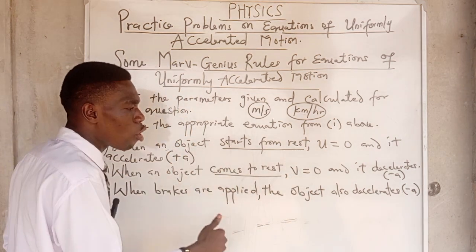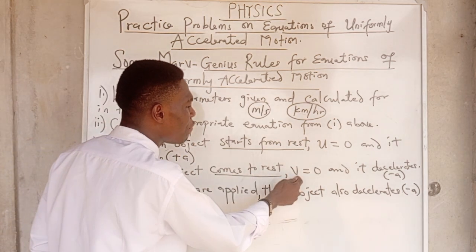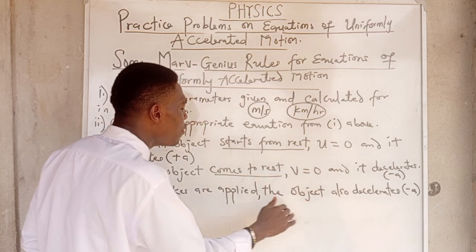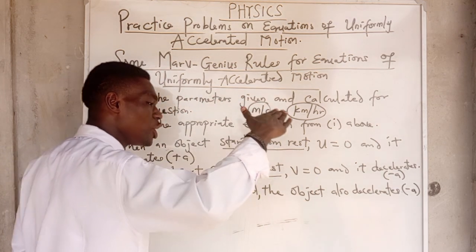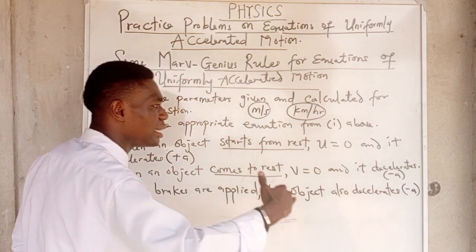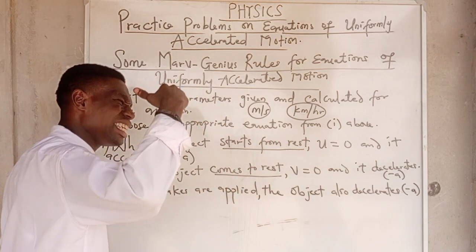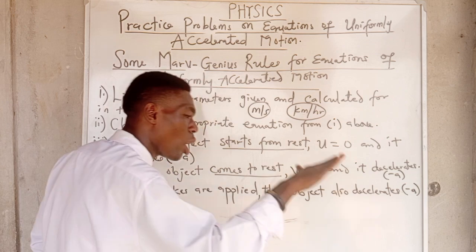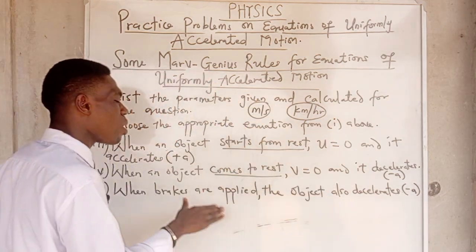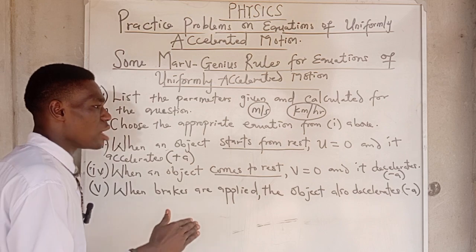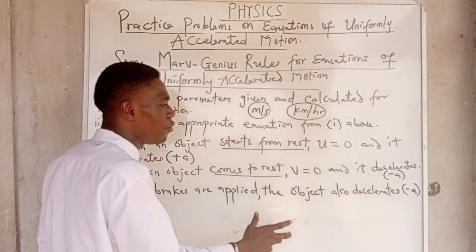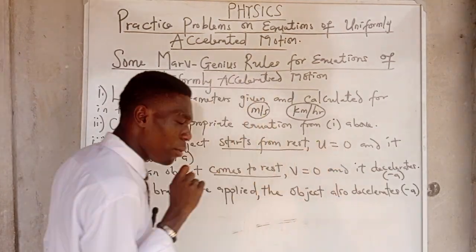So when you hear "comes to rest", that tells you that v is equal to 0. And if something comes to rest, it means that it was moving with a higher speed, but then its speed now decreases. A decrease in velocity is actually deceleration or retardation. So when an object comes to rest, it is reducing its velocity, and so it decelerates, and the value for acceleration will be negative. Are we together?